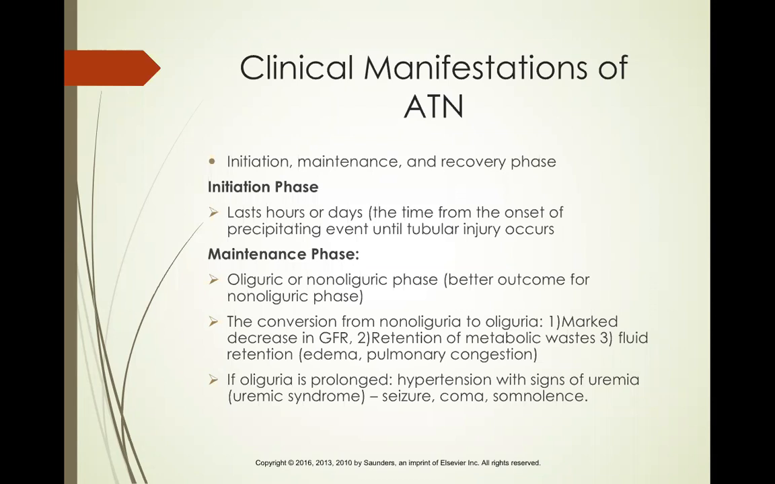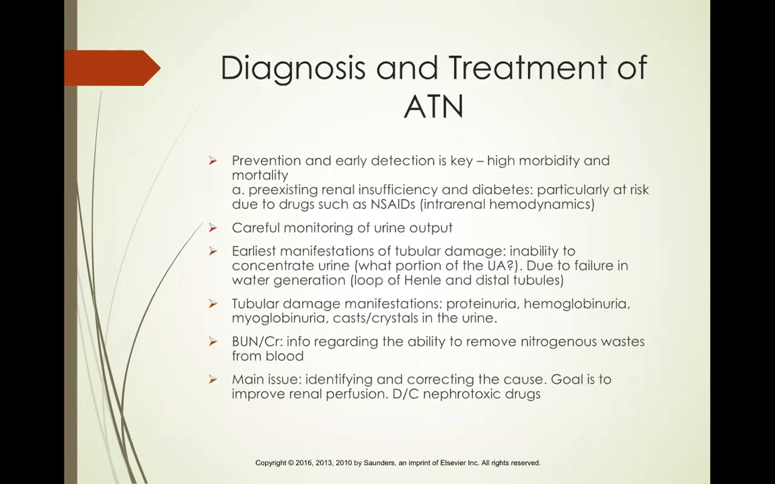When there is less GFR, then there is more retention of waste and more retention of fluid that could cause some edema or pulmonary congestion. If oliguria is prolonged, we will have an increase in hypertension with a uremic syndrome, which can lead to seizure, coma, and somnolence. Prevention and early detection is key. Pre-existing renal insufficiency and diabetes, particularly at risk due to drugs such as NSAIDs, can really markedly injure the kidneys.